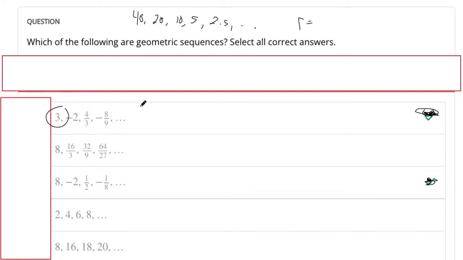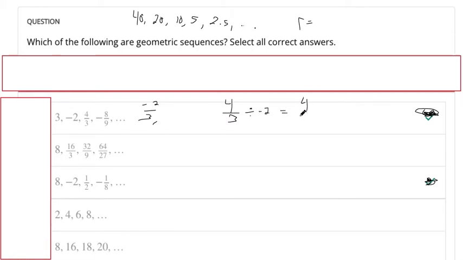Let's do -2 divided by 3. Okay, well great, that's a fraction. We can turn that into a decimal. Let's see if we get the same fraction. If you do 4/3 divided by -2, we should get -2/3, or else it doesn't have the same common ratio. It's not geometric. It's not being multiplied by the same number each time.